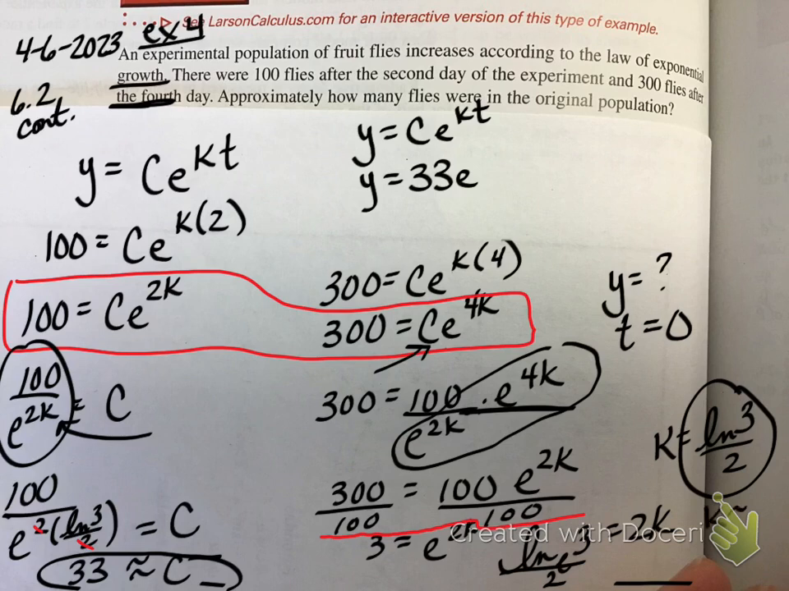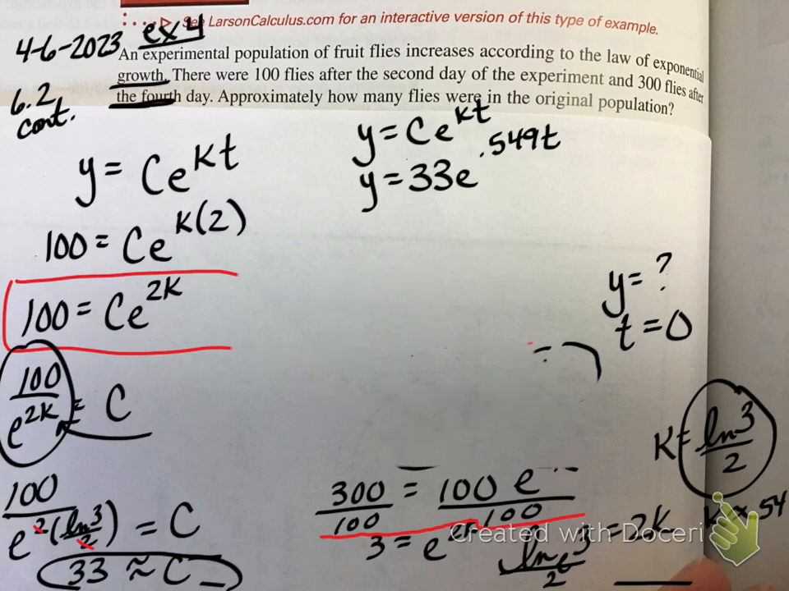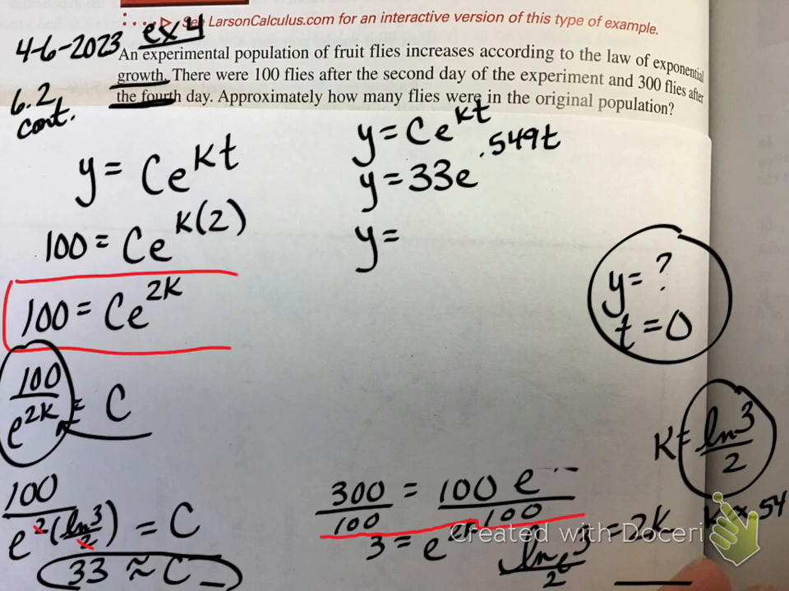0.549. So y equals 33e to the 0.549t. And now we can figure out the last thing they wanted to know, which was how many fruit flies were in the original population. So we don't know y, but plug the t in, and you get a 0 up there, and e to the 0 is 1, so you get y equals 33. So there were 33 flies in the original population.